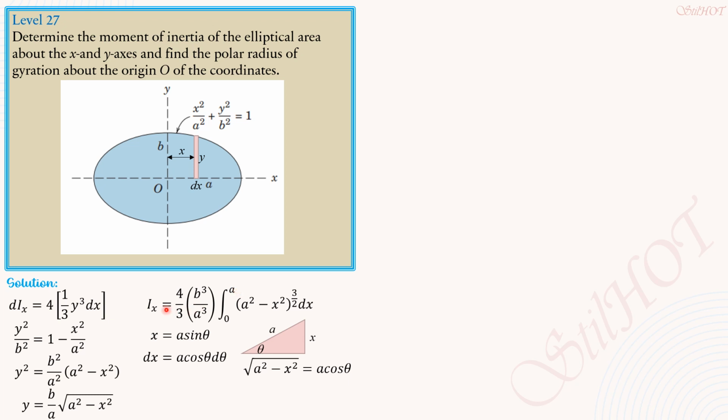Then we have Ix equals 4b cubed over 3a cubed, integral from 0 to pi over 2 of quantity a cosine theta cubed, then dx is a cosine theta d theta. So this is, when simplified, a to the 4th divided by a cubed. So a cubed can be cancelled here. This becomes 4ab cubed over 3. Then integral from 0 to pi over 2 of cosine to the 4th d theta.